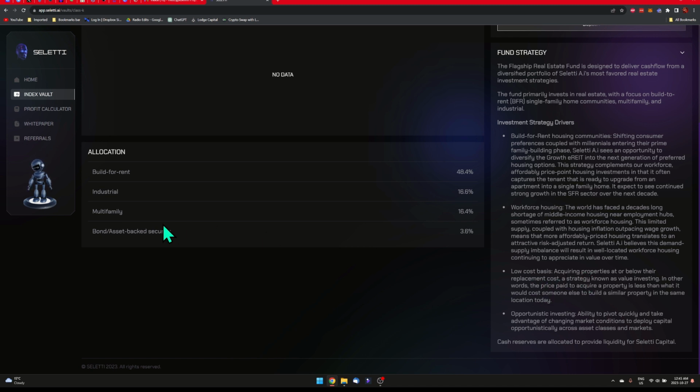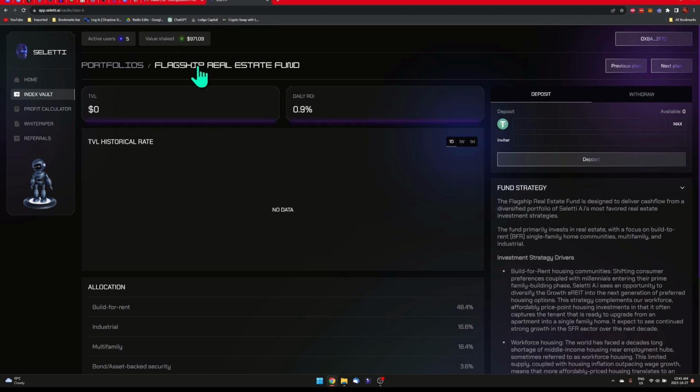So that's pretty cool. Now you have all these allocations over here, just like we talked about a few minutes ago. And again, guys, this one offers 0.9%, so that's not really that bad, right? So it's, I mean, I like how this is going. And you see on the right side is where you can make your deposit, and then you're going to see your historical values over here.